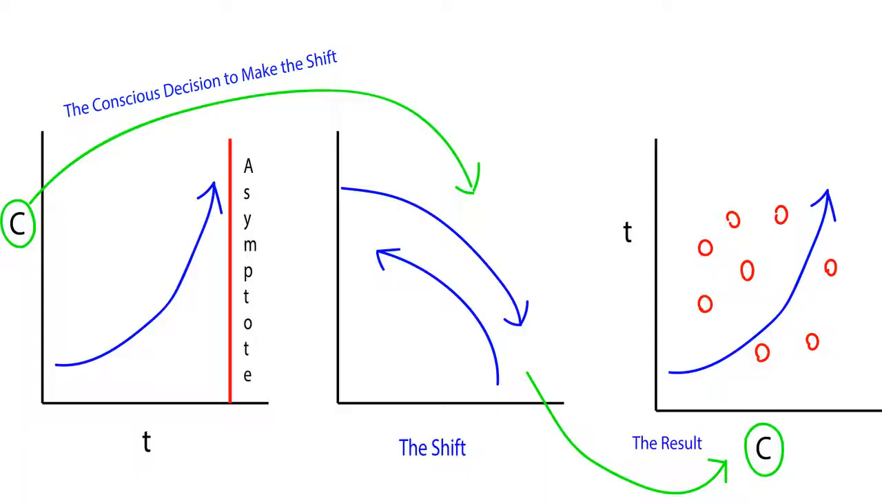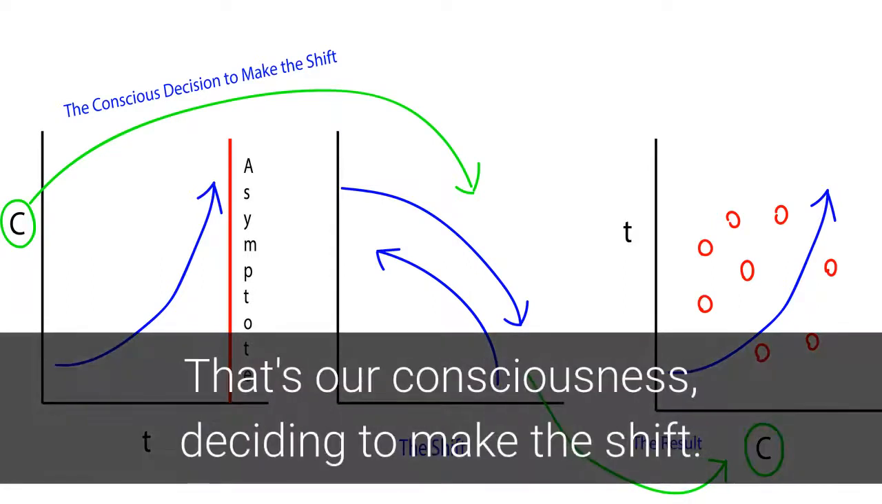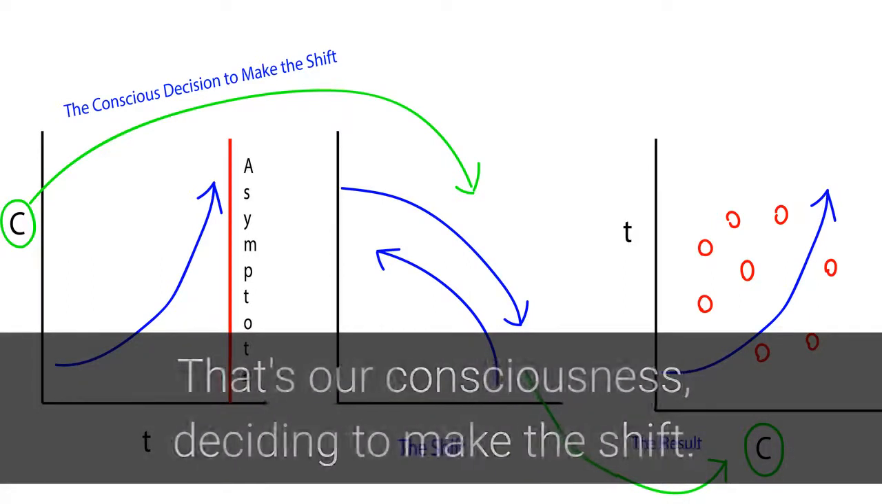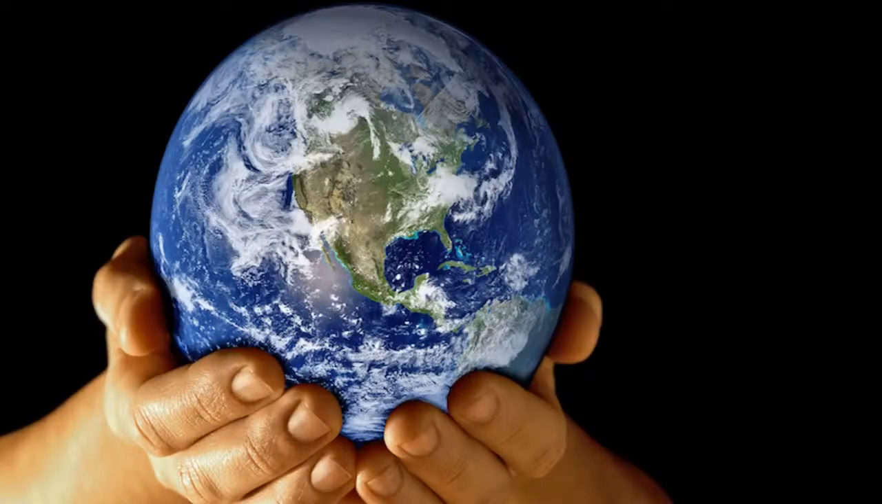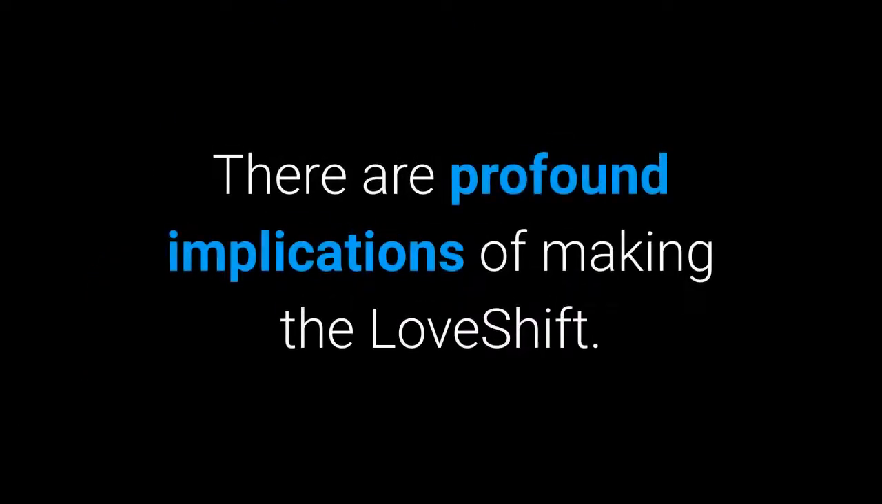P.S. Let's look back at the LoveShift diagram again. See that green line? That's our consciousness, deciding to make the shift. Will we decide? Will we all decide together? Consciously? Collectively? If we do, we could form a global community with a culture that works for the benefit of all life. Please note, there are profound implications of making the love shift.